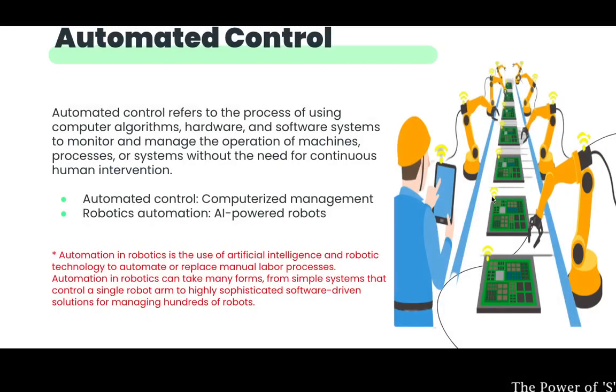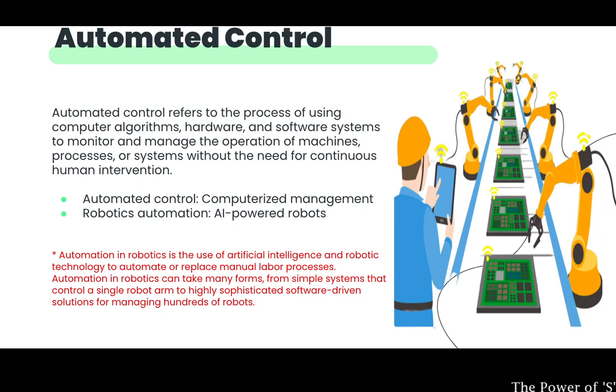Automated control. Automated control is part B in my assignment, but automated control refers to the process of using computer algorithms, hardware, and software systems to monitor and manage the operation of machines. So, automation in robotics is basically the use of artificial intelligence and robotic technology to automate something. So, it reduces manual labor.